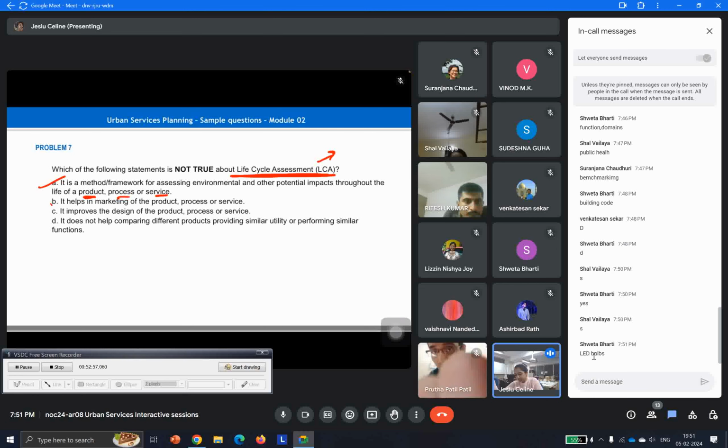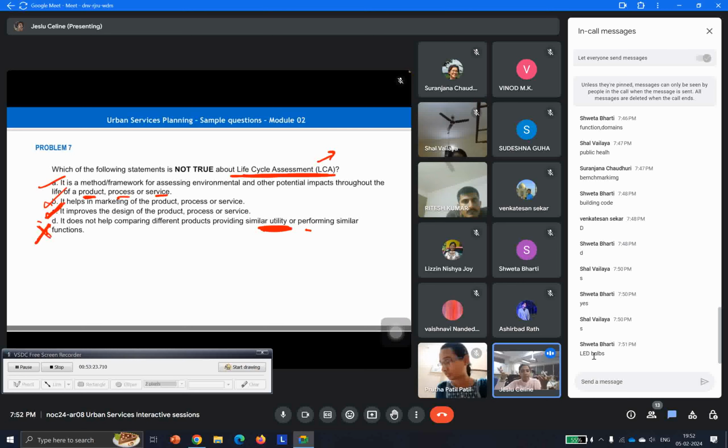Yes, it improves the design also, because based on the life cycle, you are improving it. Now, option D, does not help in comparing different products providing similar utility or performing similar functions, is a wrong statement, because it does help. We have the utility based parameter analysis which we saw before.